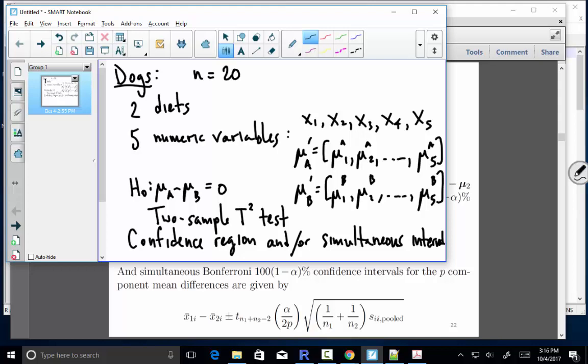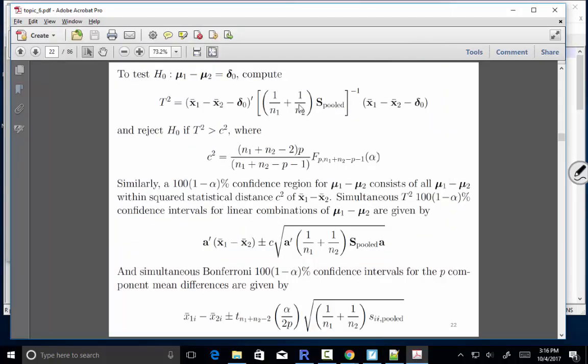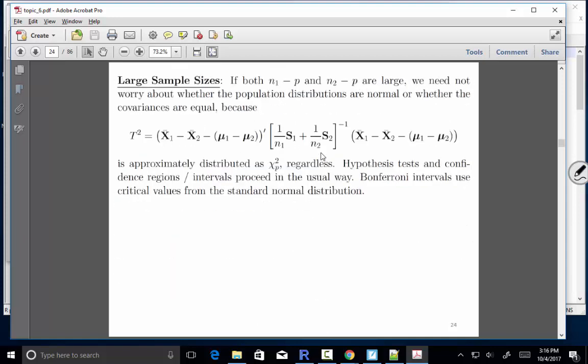In our notes, we saw the two-sample t-squared test looks like this, and we compare to this scaled F. But if we have a large sample size, we can compute basically the same statistic, and instead of comparing to that scaled F, we can compare it to the chi-square. Approximately, with a large sample size, no matter what the population is, the t-squared statistic is chi-square. In our case, we don't have a big sample size. I'm not comfy with the multivariate normal assumption, so I'm going to use bootstrap.